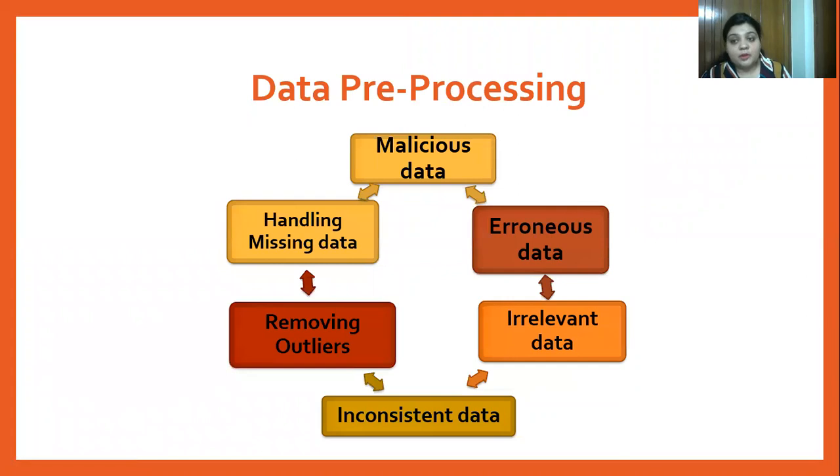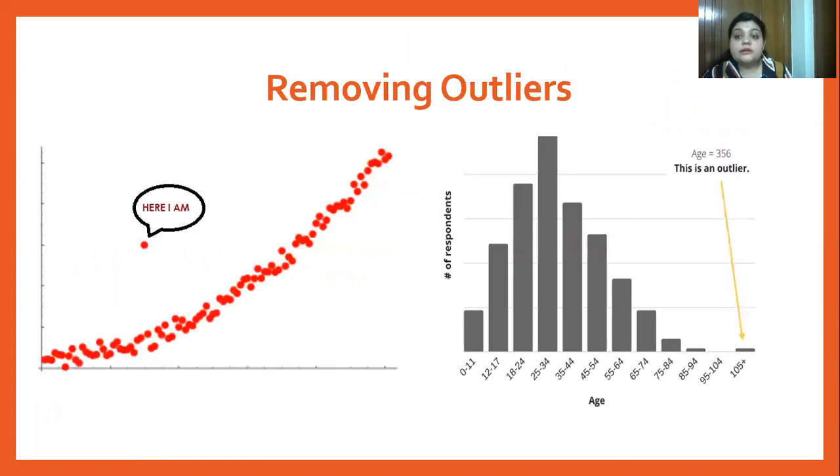So let's see them one by one. Then first is removing outliers. What is an outlier? An outlier is a data point that is significantly different from many other data points in the dataset. For example, this is an outlier because it is significantly different from other data points that are lying on the curve.